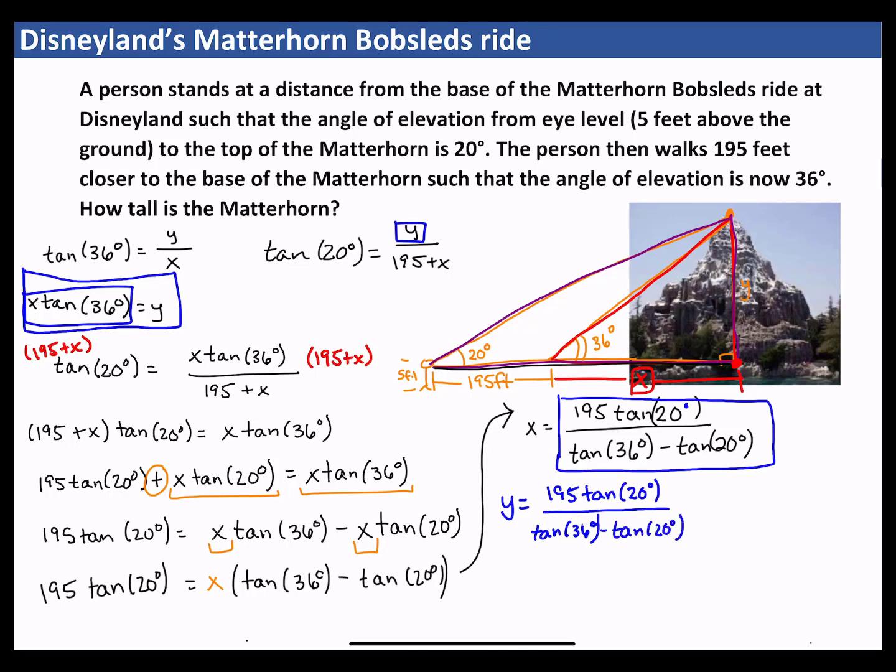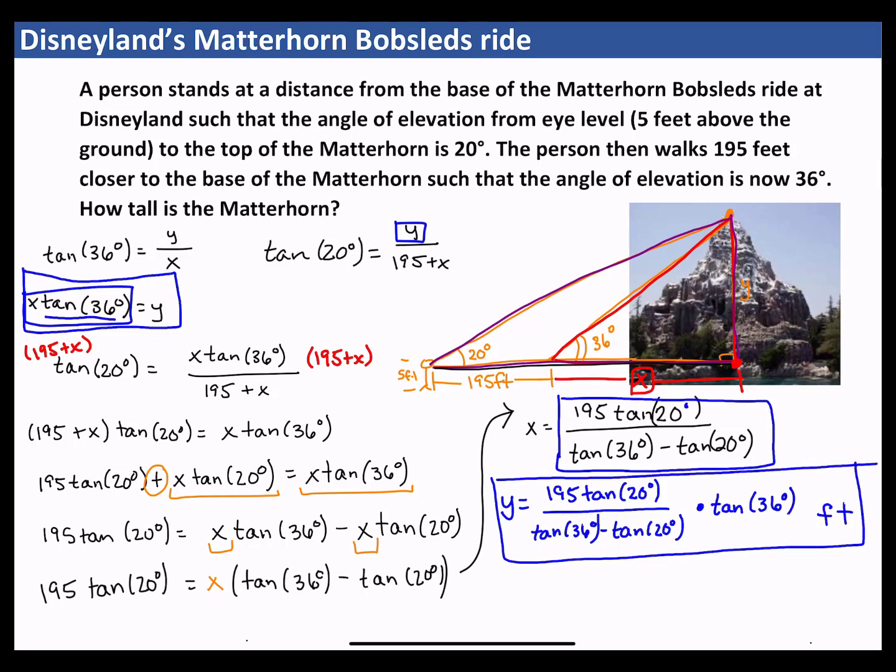That was all x. So then that has to be multiplied by the tangent of 36 degrees. So that would give us the height of the Matterhorn. That would be in feet, and that would be our exact answer. If you wanted to, you could multiply straight across and combine that into one fraction. That'd be fine.